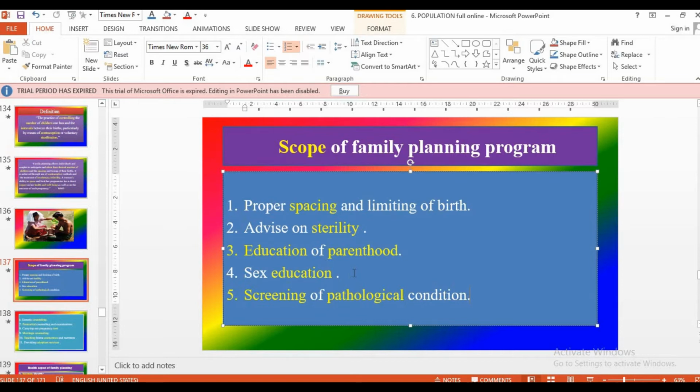Fifth one, screening of pathological conditions. Every antenatal mother should be screened, for example, an HIV test. Also blood tests and urine tests. Any pathological condition should be screened before the delivery.